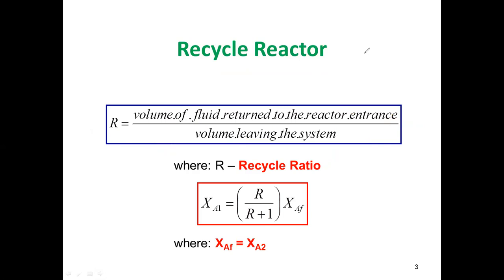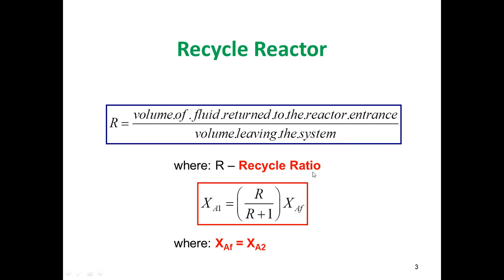So when we speak of the recycle reactor, there is what we call the recycle ratio, and this R appears in the performance equations that were readily derived for us by Levenspiel. So what is this recycle ratio? That's the volume of the fluid returned to the reactor entrance divided by the volume of the fluid leaving the system. So how much of the volume that should be leaving the system was returned back into the reactor feed entrance. The ratio of that to the final volume that was dispensed by the system is your recycle ratio.